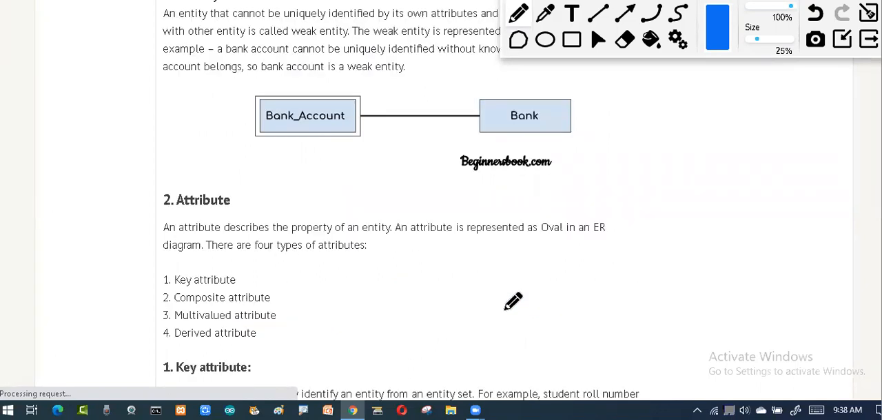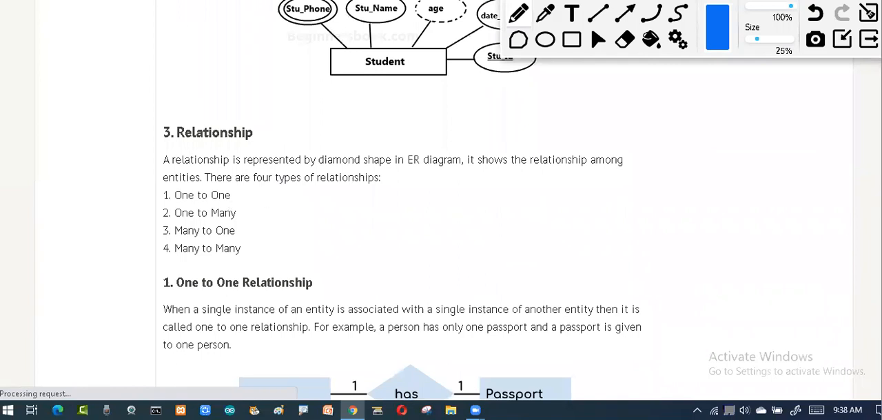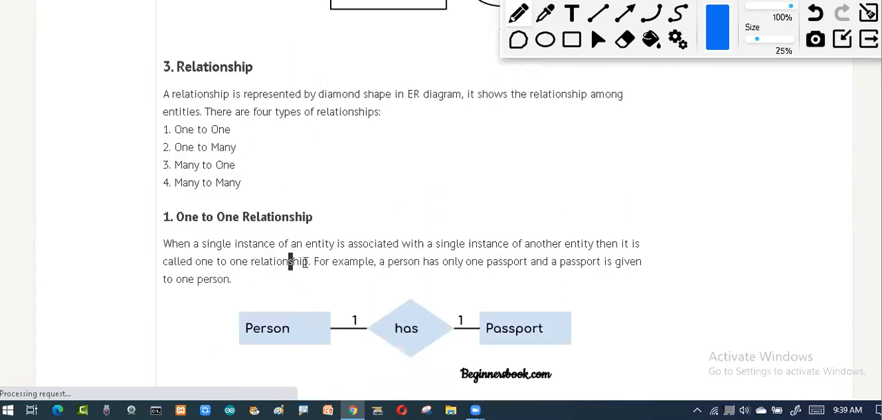In the relationship, we have some types. What are those? We have one-to-one, one-to-many, many-to-one, and many-to-many. So like this, we have different types of relationships. Now we'll see them one by one, starting with the one-to-one relationship. When one instance of an entity is associated with a single instance of another entity, we call that a one-to-one relationship.